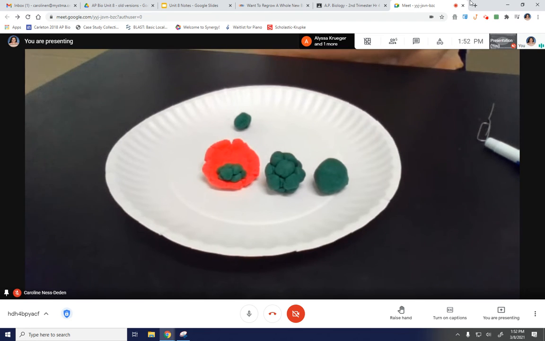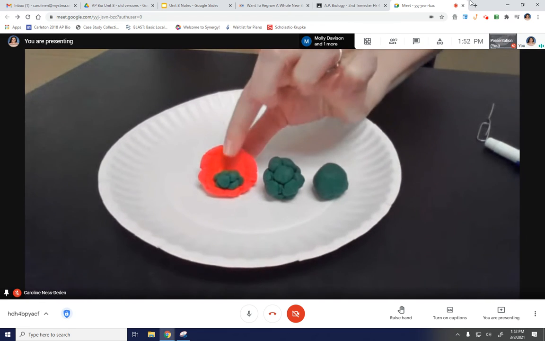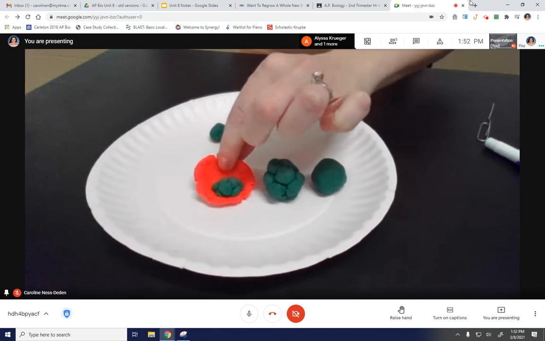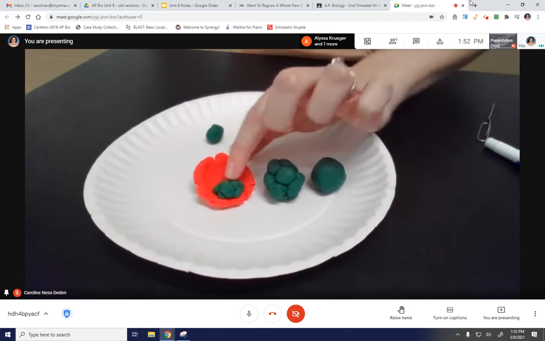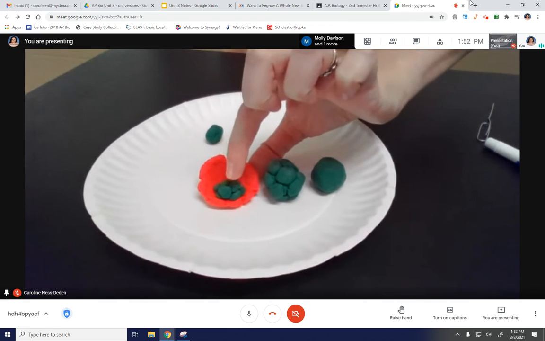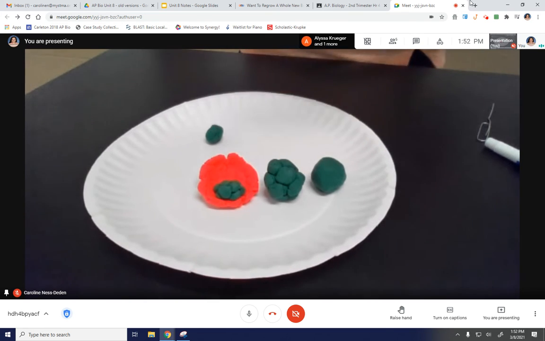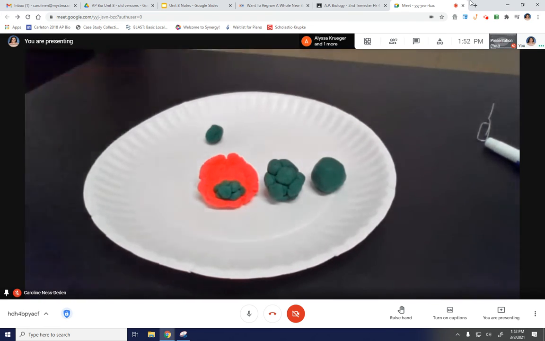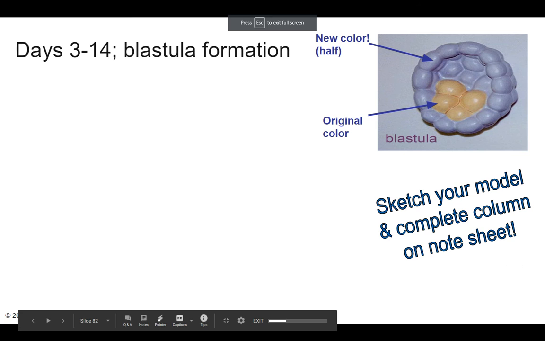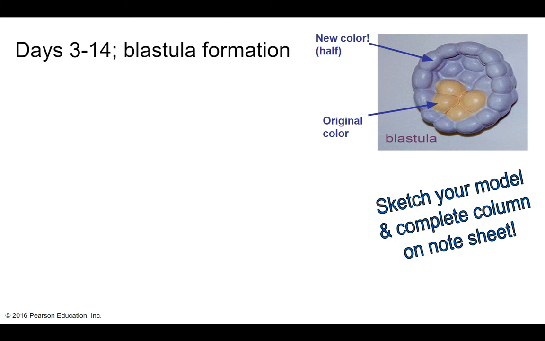The first thing that happens is some of those cells differentiate into cells that will become the placenta for that growing embryo. That's what this bowl of cells represents. The little clump, which in mine are green, are the part that will actually develop into the organism itself. Okay? So this happens within the first 2 weeks, and this step of development is called a blastula.